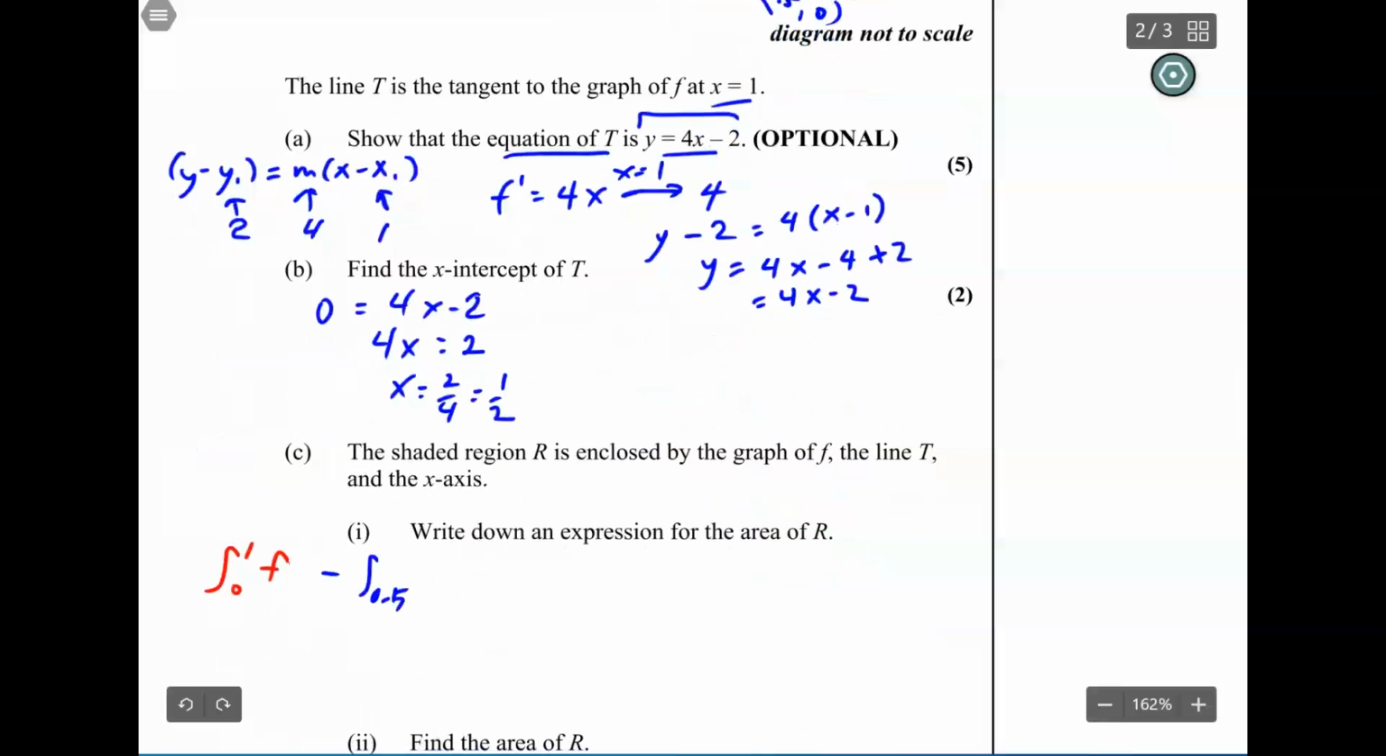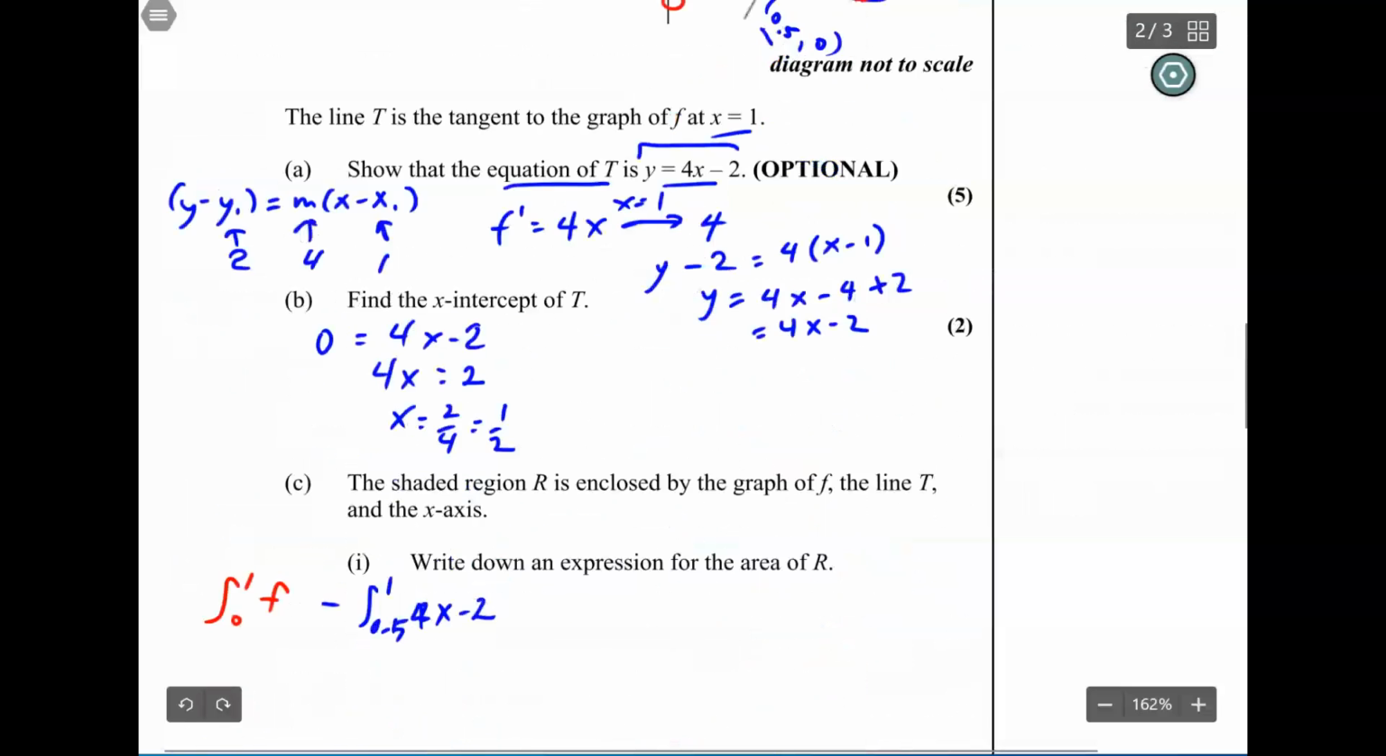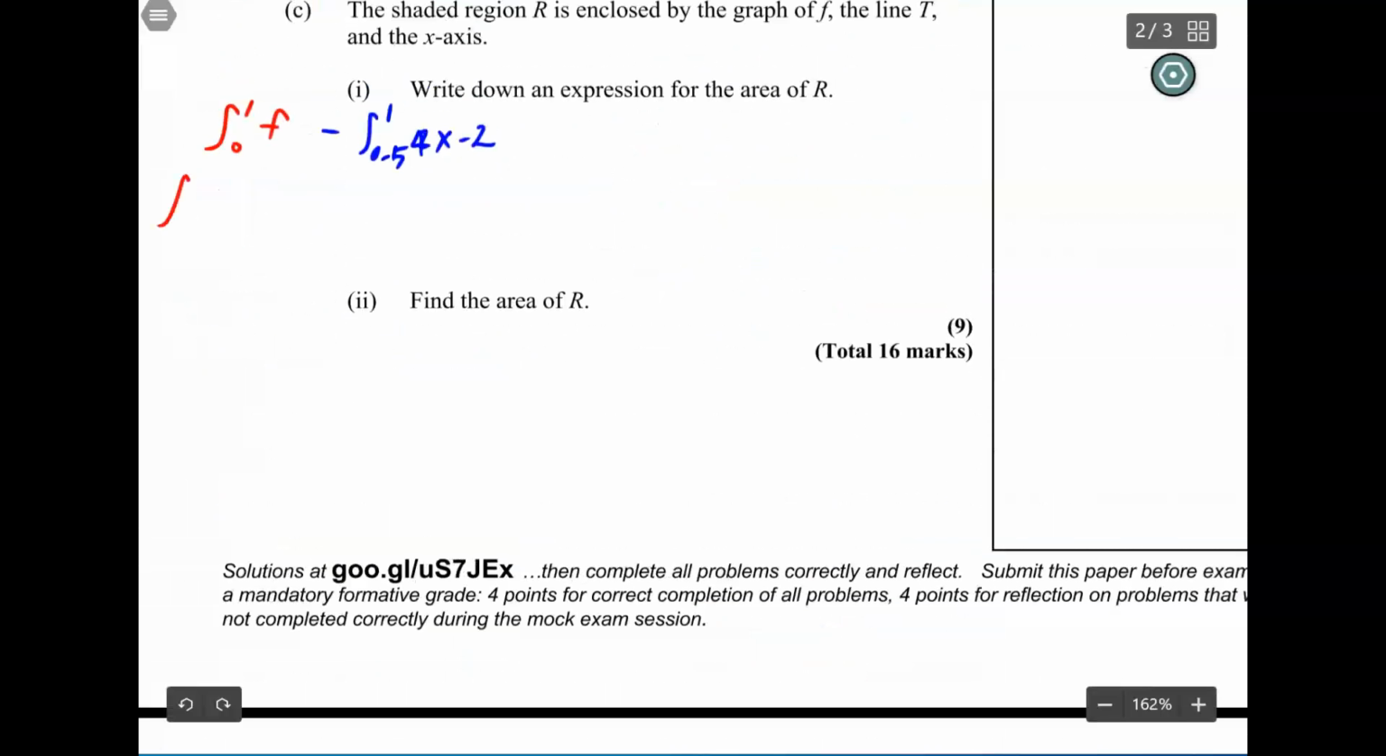0.5 to 1 of 4x minus 2. Okay? Now all I need to do is write in what is the expression for f again. It is 2x squared. So I'm going to rewrite this. I'm going to say 0 to 1, 2x squared minus, and then I'm going to put the blue expression, which is the integral 4x minus 2. Oops, I forgot to write dx here. Be sure to write dx, okay? All right. Now I have an expression which would give me the shaded region if I integrate it.